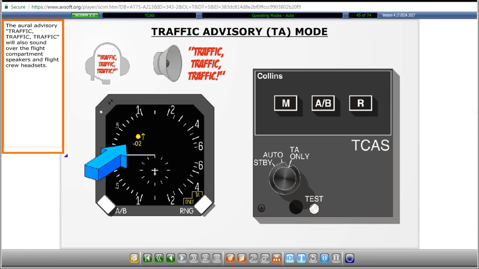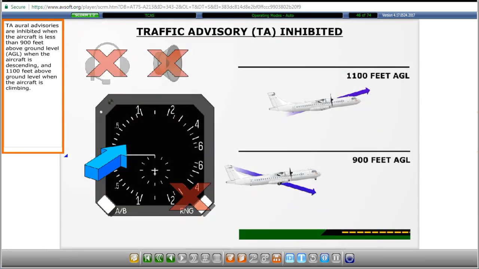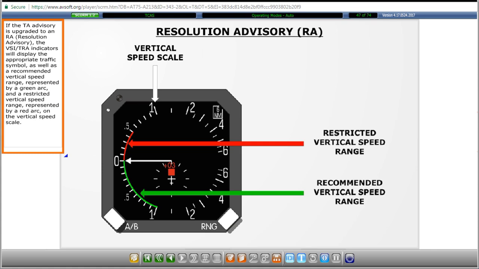The oral advisory, "Traffic, traffic, traffic," will also sound over the flight compartment speakers and flight crew headsets. TA oral advisories are inhibited when the aircraft is less than 900 feet above ground level, when the aircraft is descending, and 1,100 feet above ground level when the aircraft is climbing. If the TA advisory is upgraded to an RA, the VSI TRA indicators will display the appropriate traffic symbol, as well as a recommended vertical speed range, represented by a green arc, and a restricted vertical speed range, represented by a red arc, on the vertical speed scale.